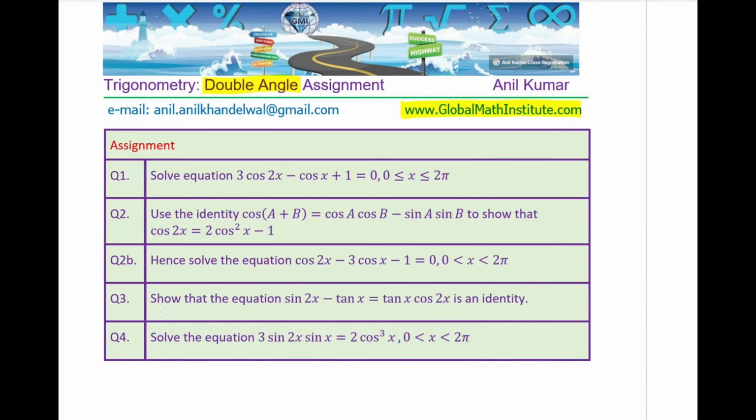Question number 3. Show that the equation sin 2x minus tan x equals to tan x cos 2x is an identity. Question number 4. Solve the equation 3 sin 2x cos x equals to 2 cos cube x when x is between 0 to 2 pi. Boundaries not included. So these are the 4 questions for you.